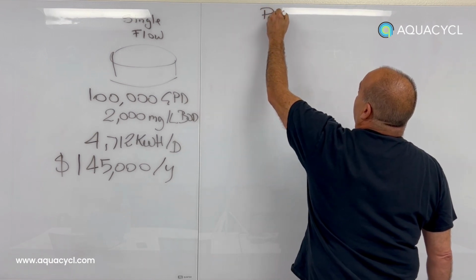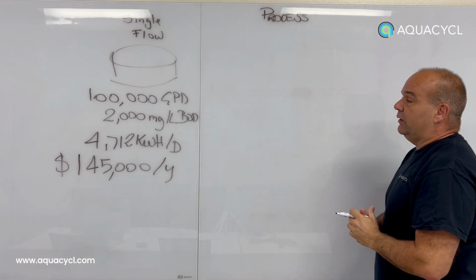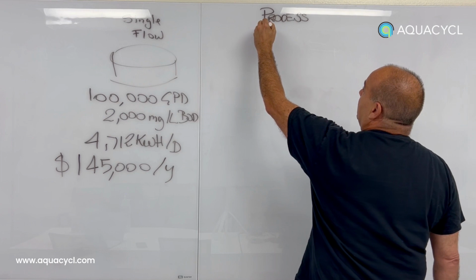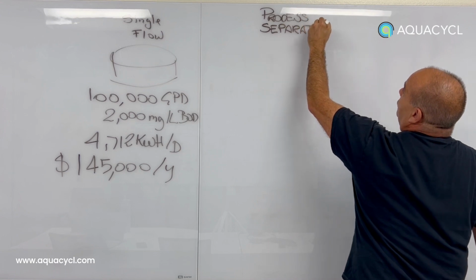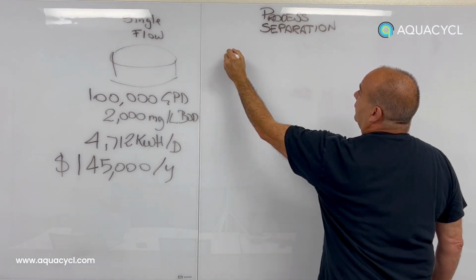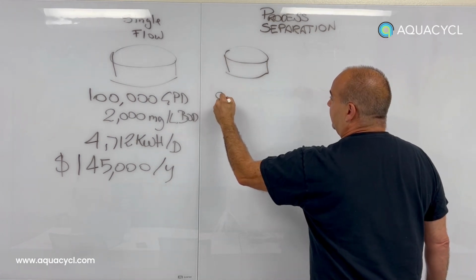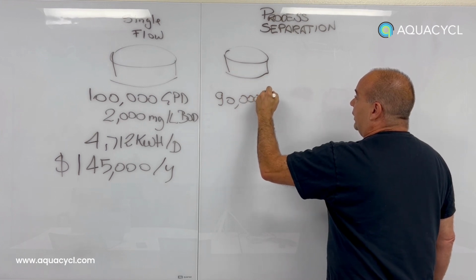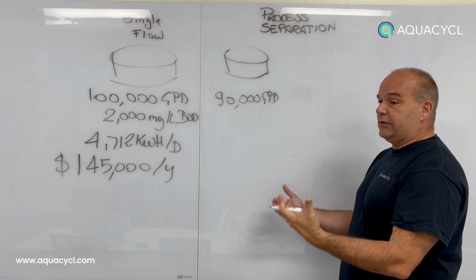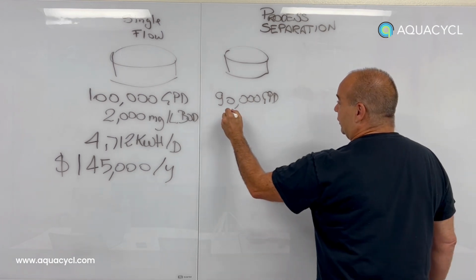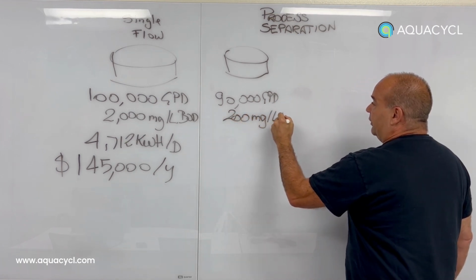By process separation, we mean that we are treating the water in two different ways at the same time. Let's imagine that we have one flow that would be 90% of the existing flow, so 90,000 gallons per day. In that flow, we have a lower concentration because it's just the general flow of your plant. Let's say it has 200 milligrams per liter of BOD.